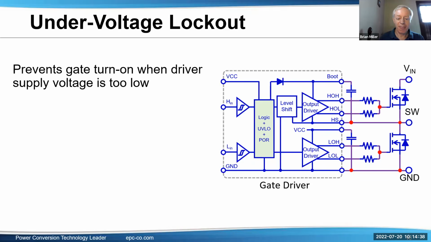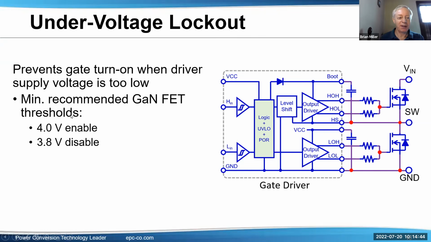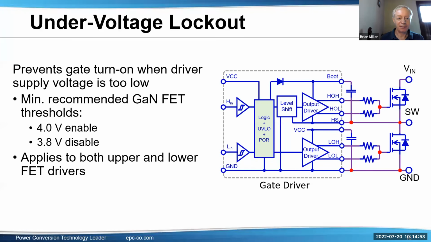Voltage lockout. You'd really rather not drive the FET into the active range. So for that reason, we recommend these kinds of thresholds: 4 volts enable, 3.8 volts or so disable on the gate drivers, both upper and lower gate drivers. Again, just to make sure you're getting the most out of the FETs under all conditions.